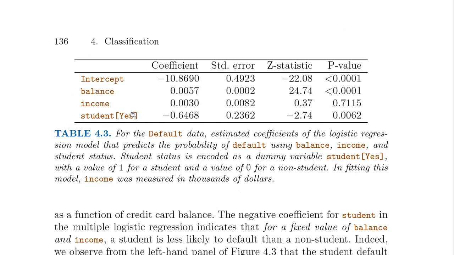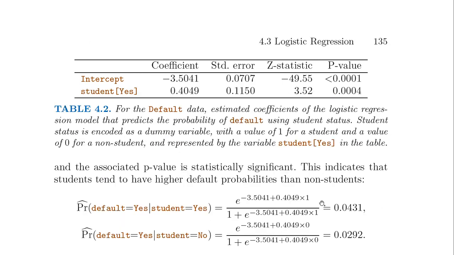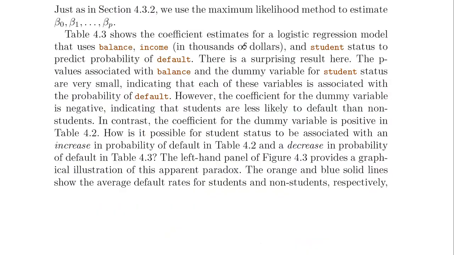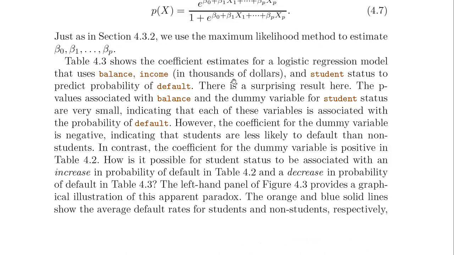Table 4.3 shows the coefficient estimates for a logistic regression model that uses, so referring to this chapter, you have 2 numerical and 1 is qualitative. So you see bracket CS, that means that we're using dummy variables and we're just saying 1 if yes, 0 if no, yes student, no student. There is a surprising result here. The p-values associated with balance and the dummy variable for student status are very small.